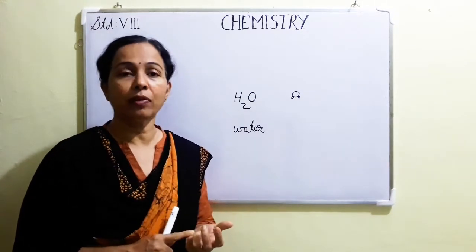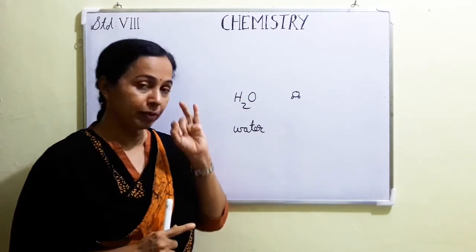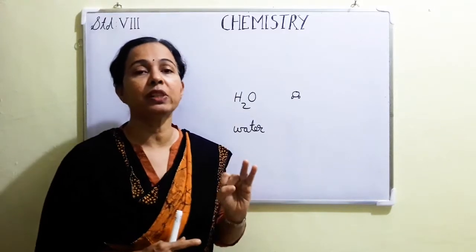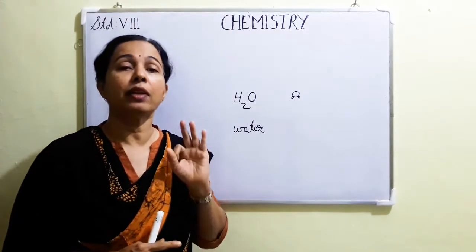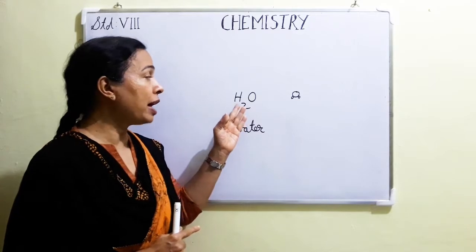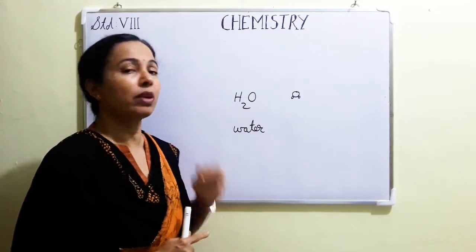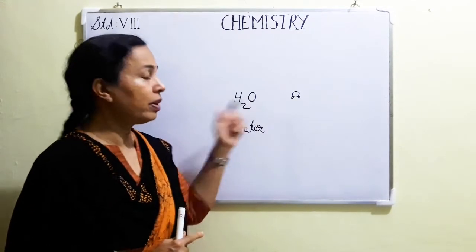So the formula represents a molecule, and from the formula we know which are the elements with which that compound is made of. And from the formula we know the number of atoms of each element present in one molecule. Two hydrogen atoms and one oxygen atom.